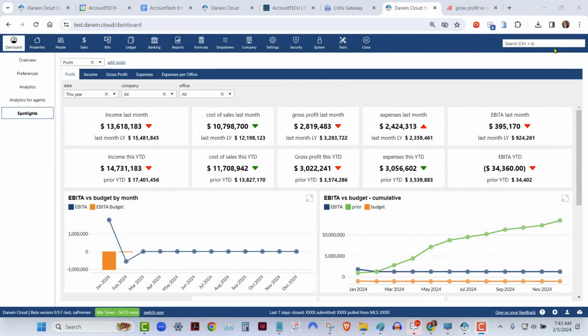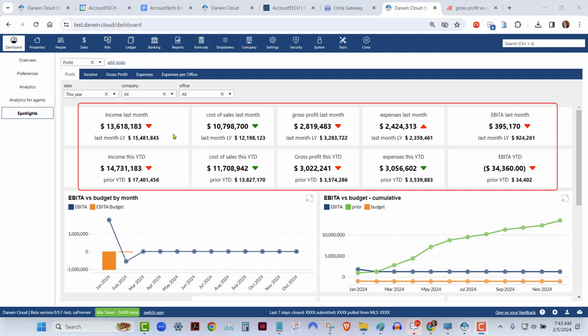This is the Profit KPI group on the Profit Spotlight. So up at the top, we're starting with the fundamental numbers from your P&L. We're looking at income, cost of sale, gross profit, and then expenses at EBITDA. Now this is organized into two rows. The first is so you can see last month, and the second row is so that you can see year to date.